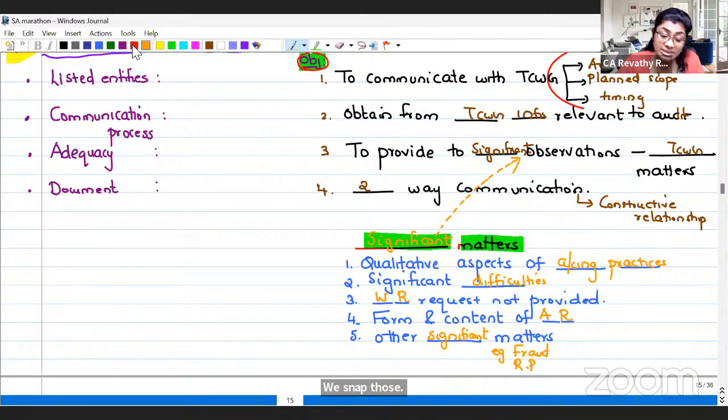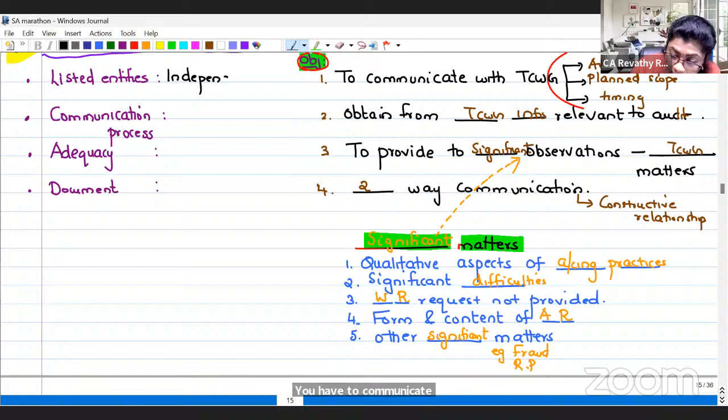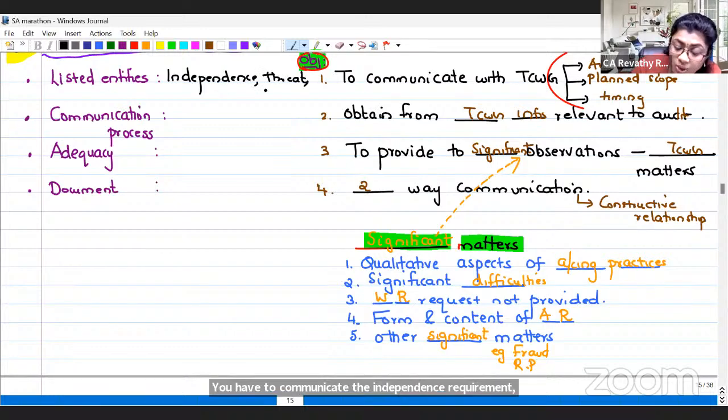Now, if it is a listed entity audit, you have to communicate something more with the TCWG. What more will you communicate? You have to communicate the independence requirement, whether there is any threat. If there is a threat, you have safeguarded.